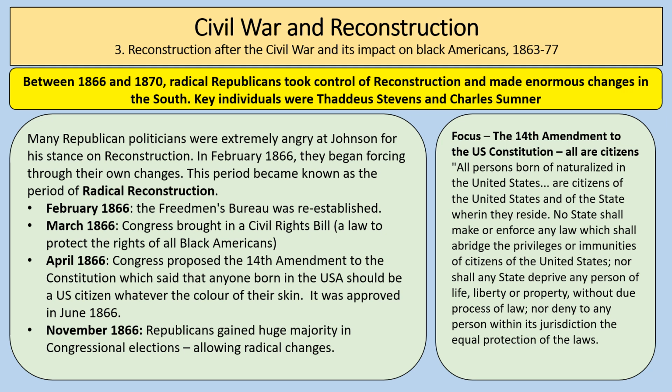In April 1866, Congress proposed the 14th Amendment, which said that anyone born in the USA should be a US citizen, whatever the colour of their skin. And it was approved in June 1866. And in November 1866, Republicans gained a huge majority in congressional elections, allowing radical changes to be brought in.